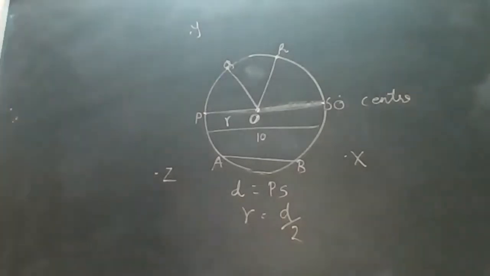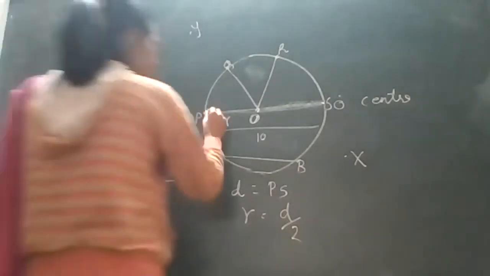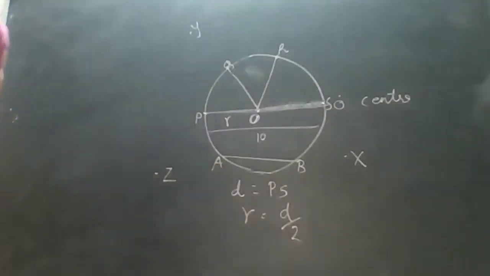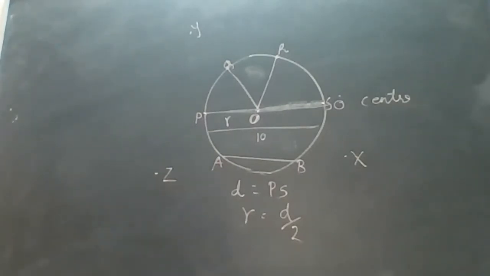Now here you should remember that this PQ, PS is also a chord. Right? It is also a diameter. So we can say that a diameter can be a chord. Did you understand? I'm repeating it again: a diameter can be a chord, but a chord cannot be a diameter.